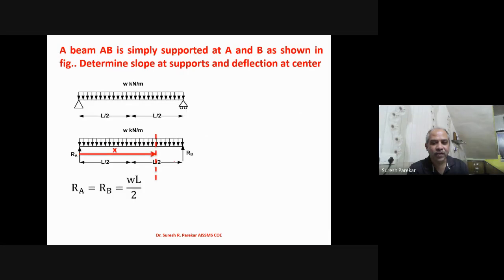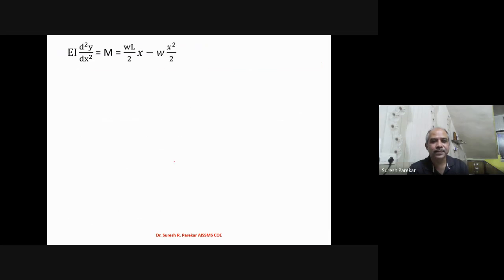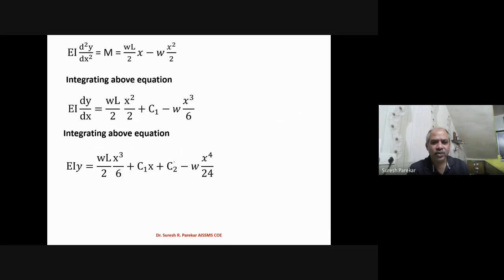Now we will go with the UDL. I will just show you first. We have RA and RB equal to WL by 2. Then we have this equation, the same way, no change. Here we have only one compartment, because we have only one bending moment equation. So we have all the terms that come in the first compartment only. C1 you can write after this also, that is no issue.